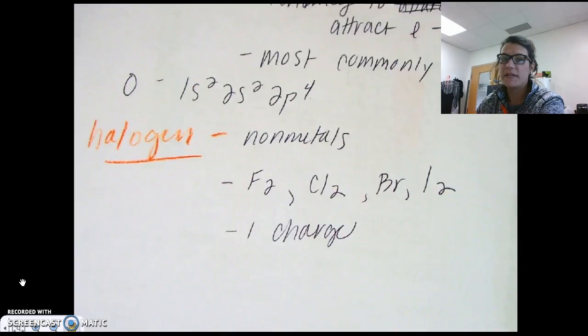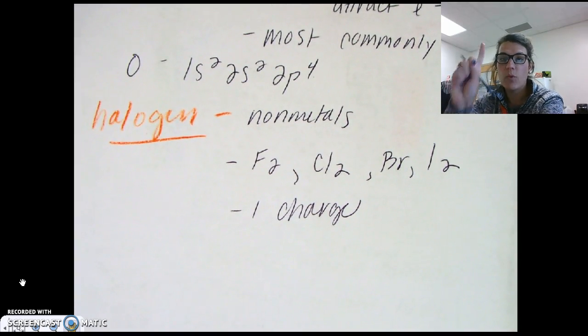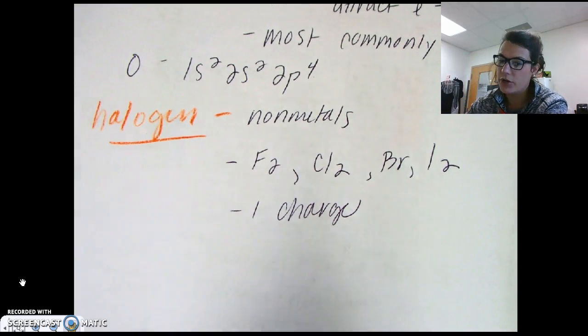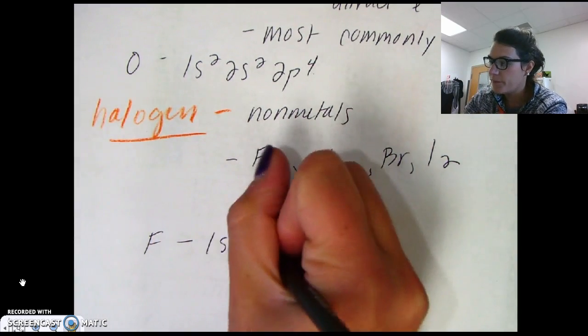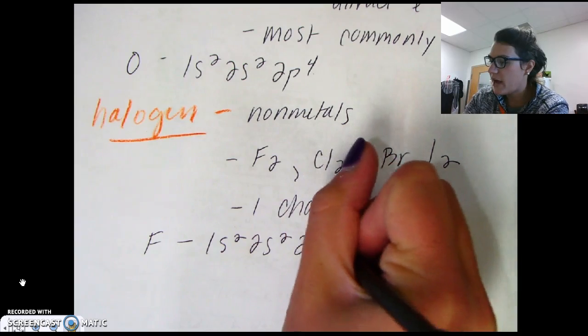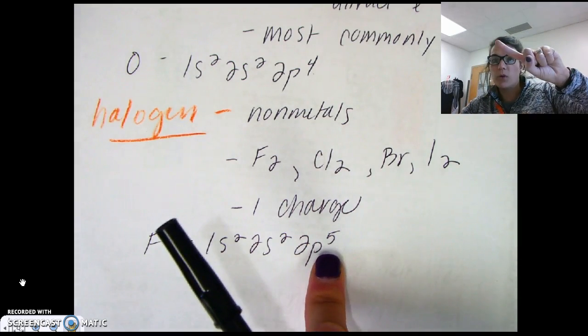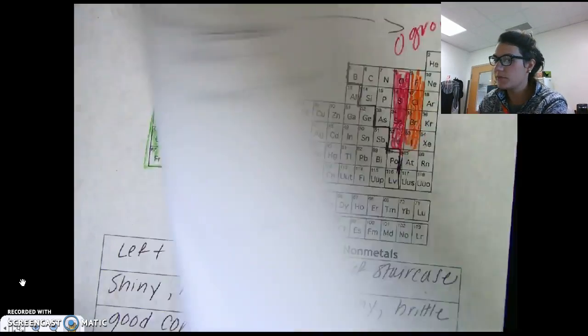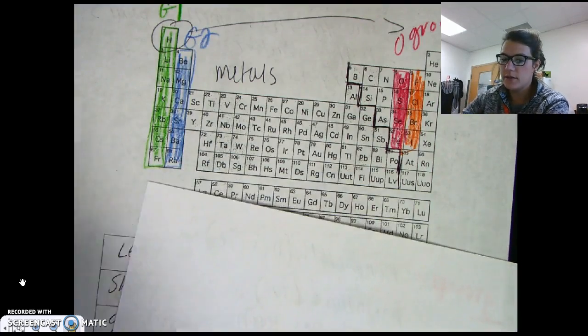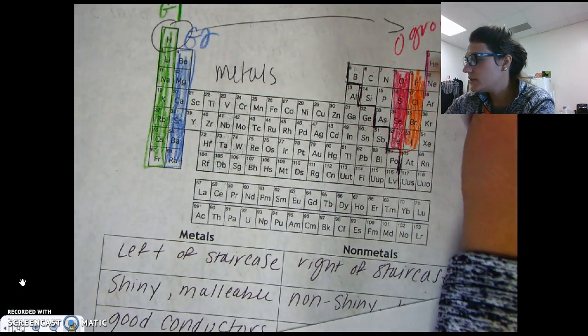And that also makes sense. Why? Because they need 1 more electron for noble gas configuration. So for instance, if I look at fluorine, it's 1s2, 2s2, 2p5, which means it only needs 1 more electron to become like helium.